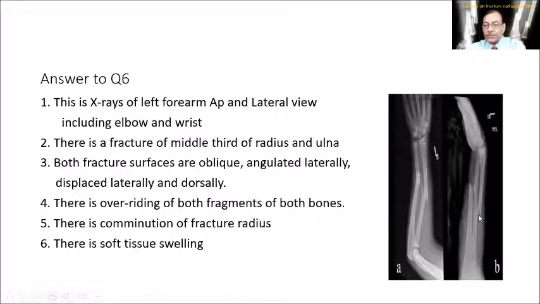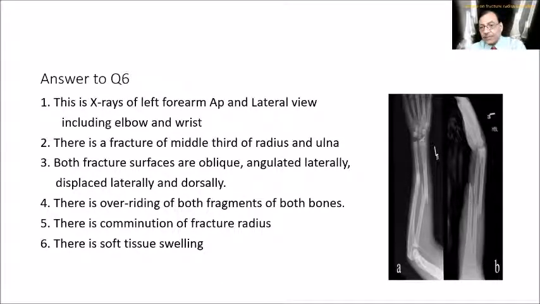In the lateral view, dorsal. So you see this is the dorsal part. It has gone dorsally. This is the palmar surface of the hand. You can see it. So it has gone away from it. This is dorsal. And then there is overriding of the fragments. It's called shortening or overriding of the bones.